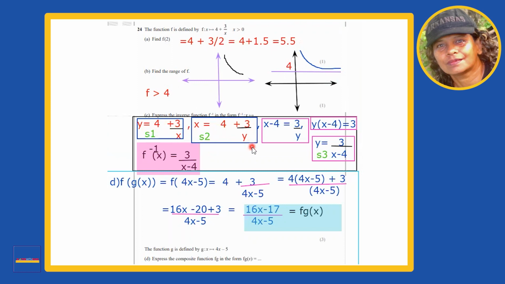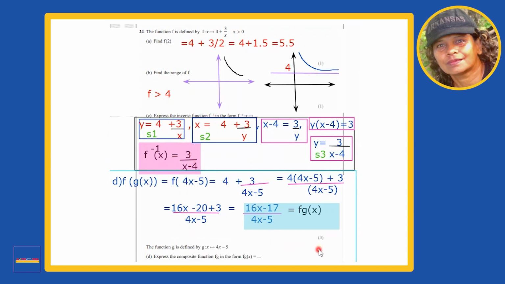Then our step 3 is we solve for y. So we take 4 to the other side. x minus 4 equals 3 over y. We cross multiply. y into x minus 4 equals 3. Then we divide by x minus 4. y is equal to 3 over x minus 4. Now that is our step 3. And what is f inverse? f inverse is y. So our f inverse function is 3 over x minus 4. That answers part C.